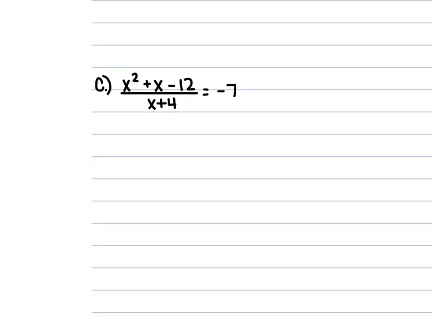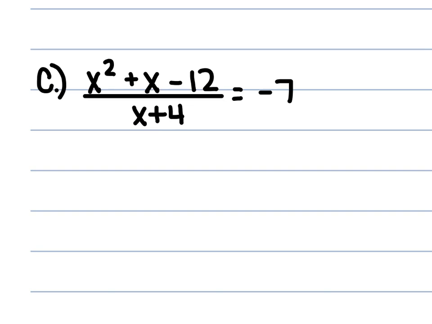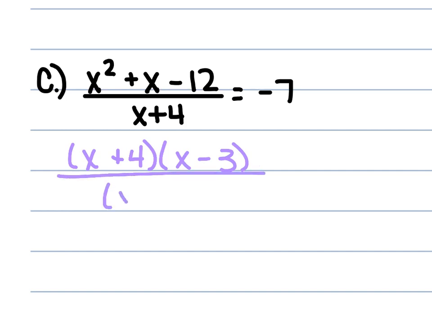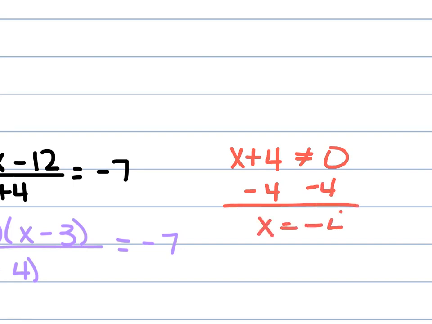For example C, we have x squared plus x minus 12 over x plus 4 is equal to negative 7. So again, factor the top. We're going to have x plus 4 times x minus 3 over x plus 4 is equal to negative 7. So we can start by doing the x plus 4 cannot equal 0. To move the 4 over, we have x cannot equal negative 4.